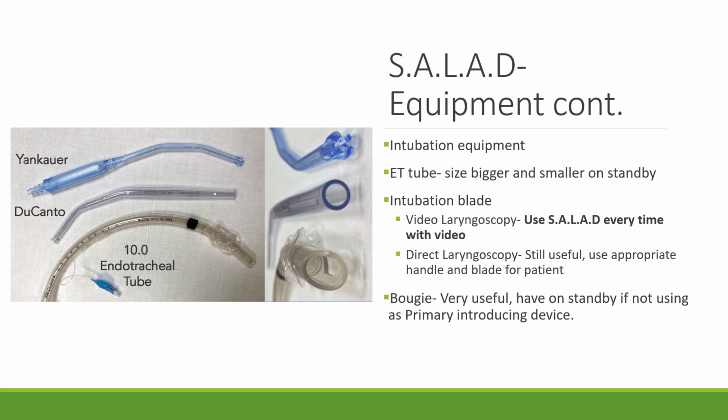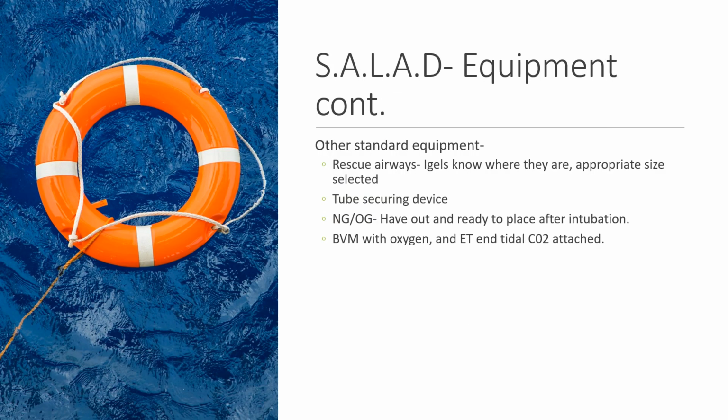Have your bougie on standby, video laryngoscope useful, and have your backup ready when you're getting ready to go for it, when we're getting our equipment ready. So other equipment: have your rescue airway out and ready just in case, have a tube securing device, NG-OG, and then your BVM and end-tidal with your end-tidal attached.